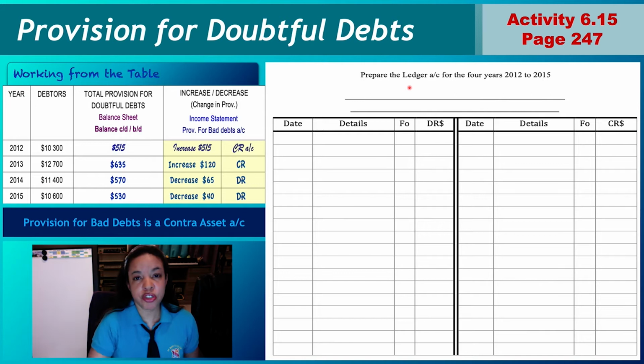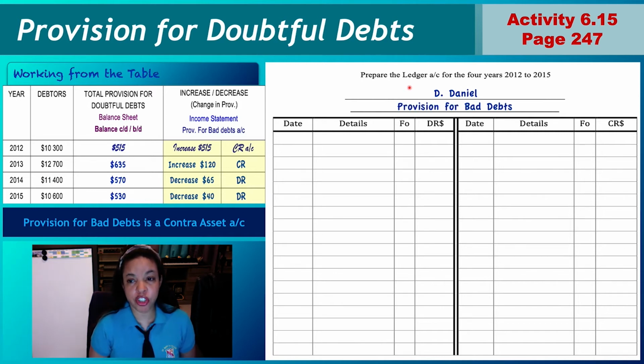So the first thing you have to do for any account, you put the name of the business, D. Daniel. And which account are we doing? We are doing the provision for bad debts or provision for doubtful debts. Both are the same thing. And we're going to put the first year, which is 2012, and we are looking at year 2012.